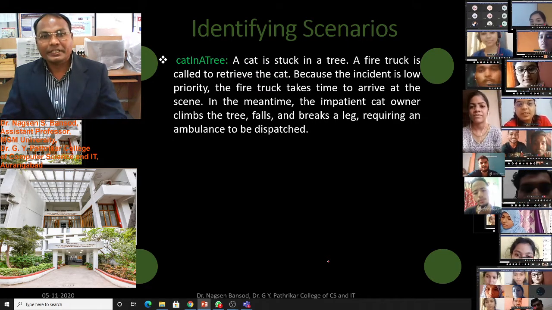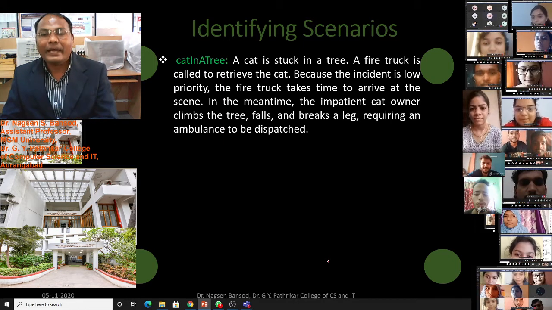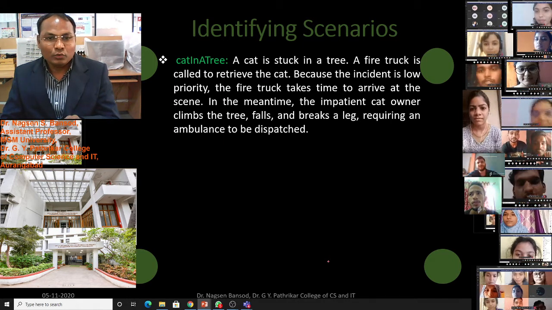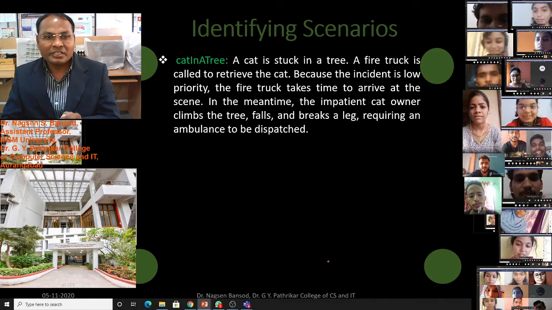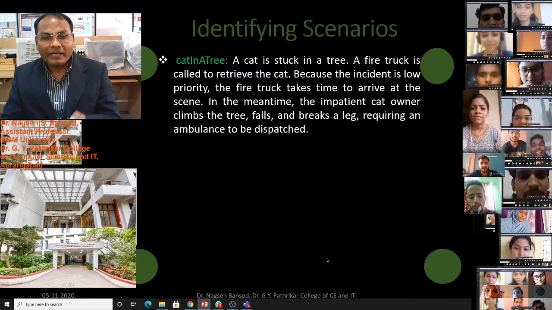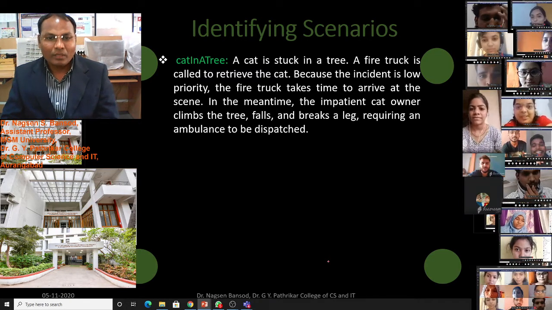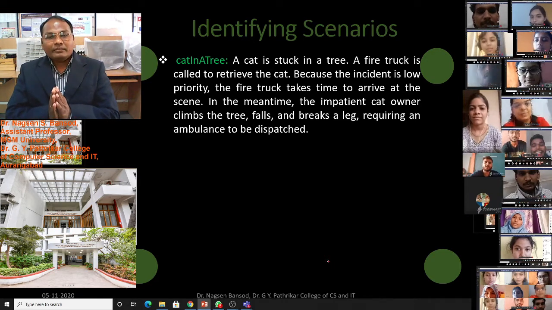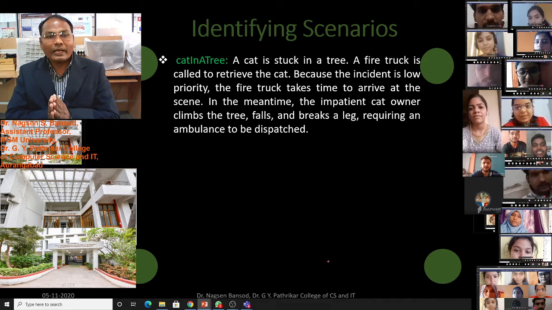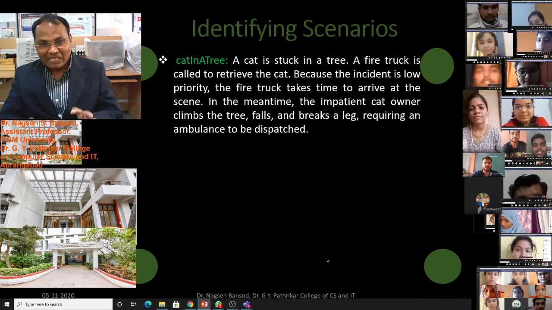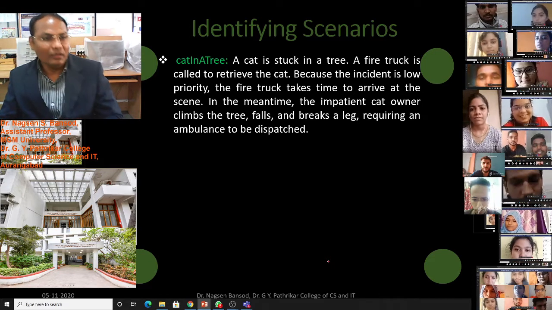Cat in tree: a cat is stuck in a tree. A fire truck is called to retrieve the cat because the incident is low priority. The fire truck takes time to arrive at the scene. In the meantime, the impatient cat owner climbs the tree, falls, and breaks a leg. This requires an ambulance to be dispatched.